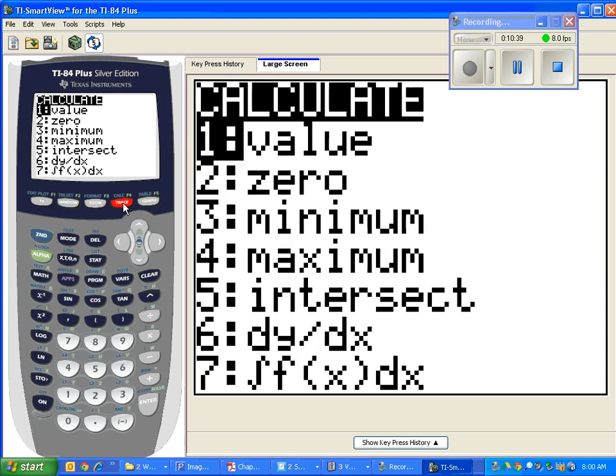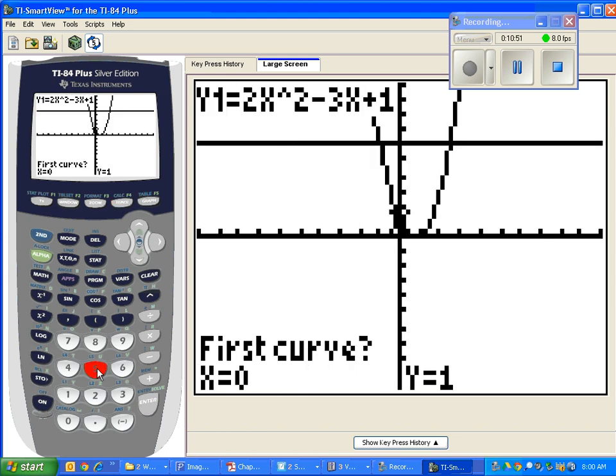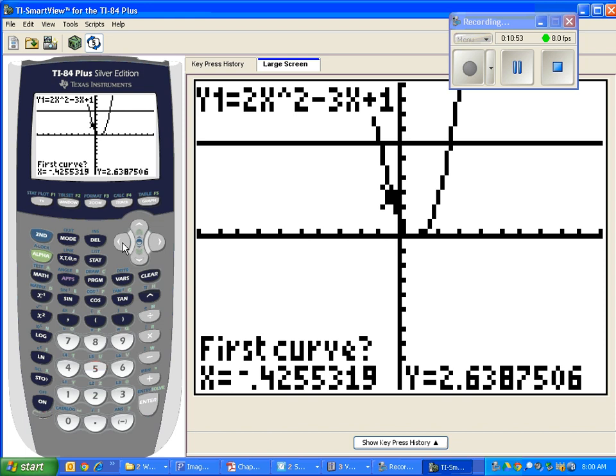That's our calculate menu. And you're all very smart. I have a feeling you know which option we need to choose here. We're trying to find the place where the horizontal line intersects the parabola. So we're going to choose option 5 for intersect. And then I typically try to get really close to those points that I'm trying to find. So if I want to find that left point of intersection between the parabola and the horizontal line, I just trace to the left. I arrowed over to the left a little bit.